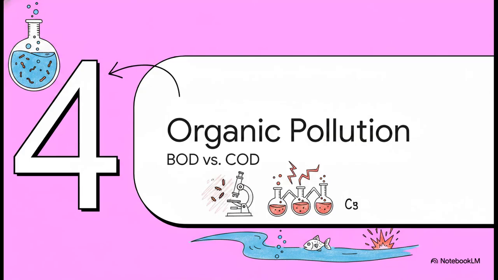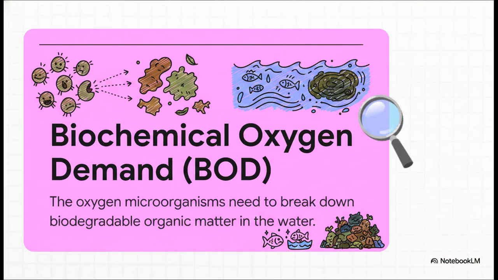All right, let's get to the big one. The 2 parameters that probably cause the most confusion: BOD and COD. Now, they both measure organic pollution, but, and this is a big but, they do it in very, very different ways. Let's start with BOD.